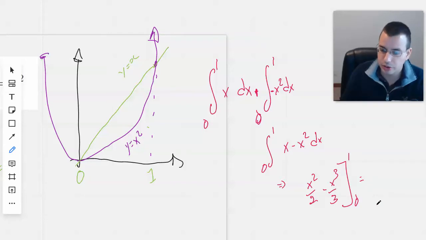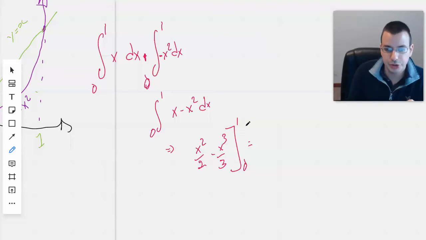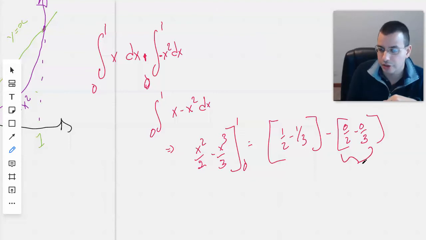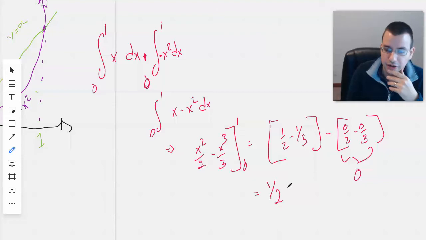And that would equal... so what we do is we take the 1, plug it in, minus the 0, plug it in. So we have 1/2, because 1 squared is 1. Then 1 cubed will be 1, minus. Then we'll subtract off 0 for both of these. So it'll be 0 squared over 2 minus 0 cubed over 3. This will be 0. And so we're left with an area under the curve of 1/2 minus 1/3.